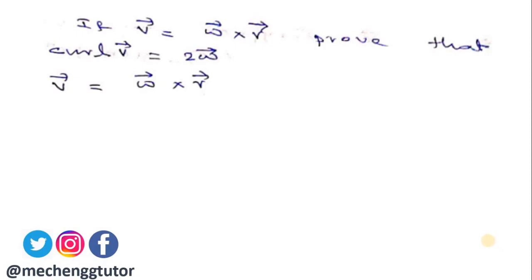Next example: if v bar is equal to w bar cross r bar, where v bar is some vector expressed as the cross product of two other vectors, w bar and r bar. The question is, prove that curl of v bar is equal to 2 times w bar. Now v bar is given to be w bar cross r bar.